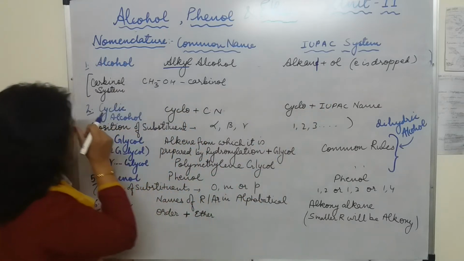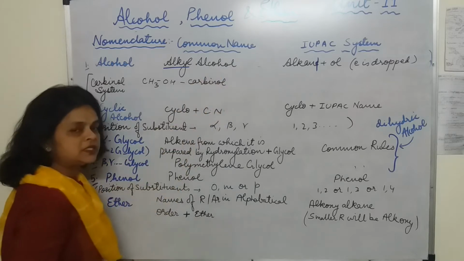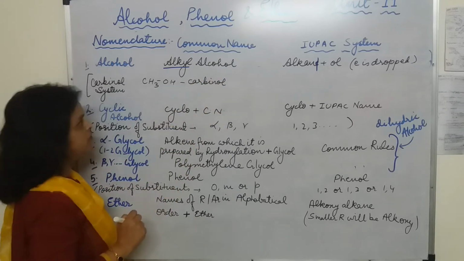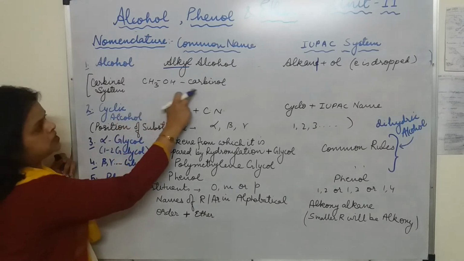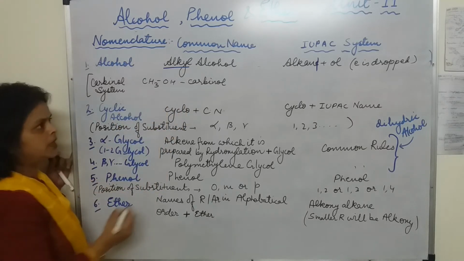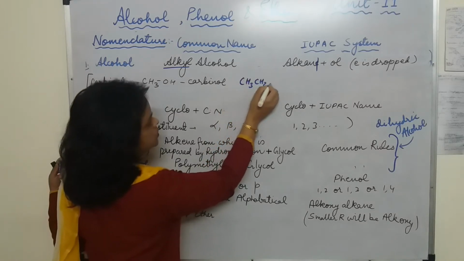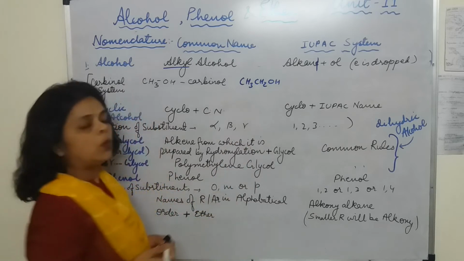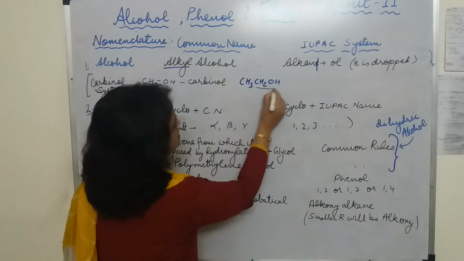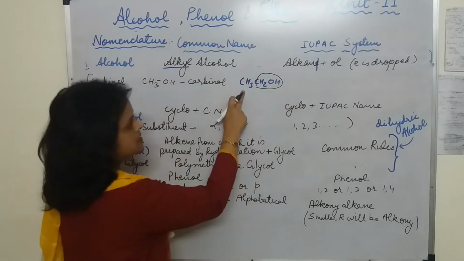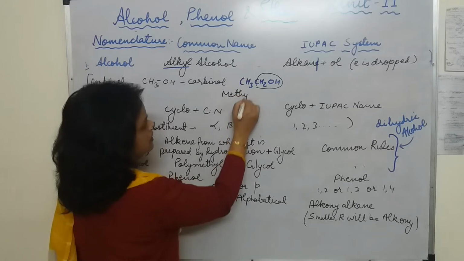Now, along with the common system and the IUPAC system, alcohols also have one more system, the carbinol system. CH3OH is called carbinol. If I write CH3CH2OH, then what will be the name according to the carbinol system? This is carbinol and this is methyl, so its name will be methyl carbinol.